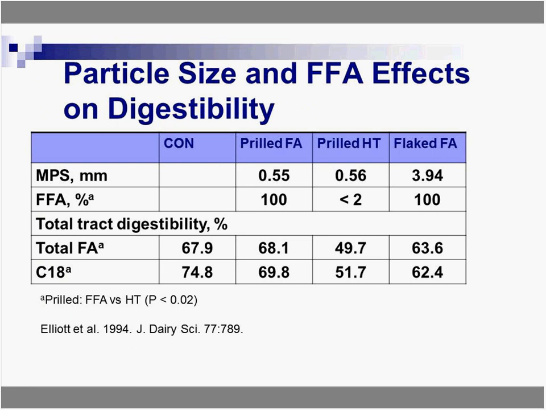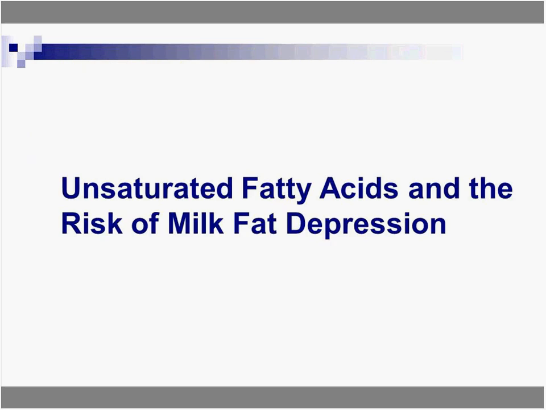Just look at total digestibility of fatty acids shown at the bottom: total digestibility of fatty acids and C18 goes down appreciably when you go from a prilled fatty acid, which is 100% free fatty acid and shows 100, versus HT, which is the triglyceride. Having it as a triglyceride greatly reduces the digestibility across the tract. So that's a consideration that can affect the number used. It's important because we need to know digestibility to be able to determine what animal performance is going to be.